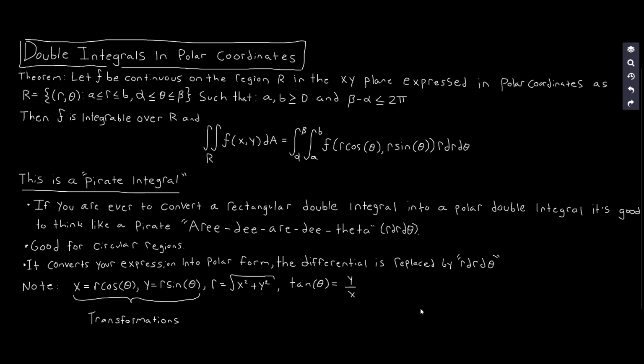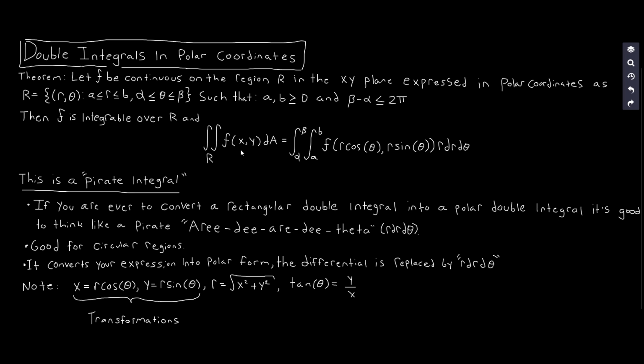and it can be expressed in polar coordinates as follows. That is, R, the region being described by r and theta, where r is in between a and b, and theta is in between alpha and beta, such that a and b are greater than or equal to 0, and that beta minus alpha is less than or equal to 2 pi, which is our full revolution. If this is true, then we can integrate f over r, and it's done so like this.